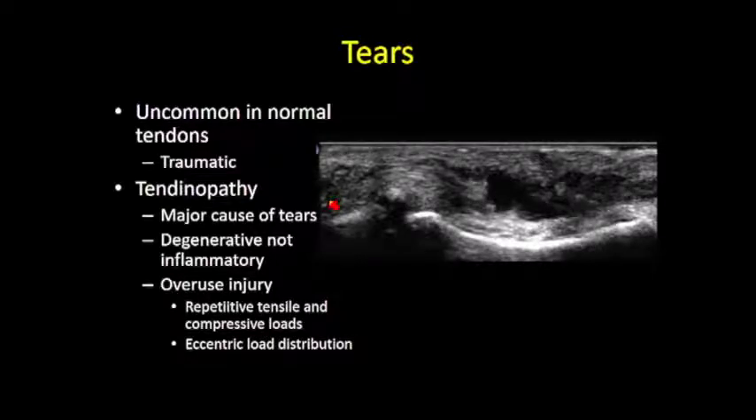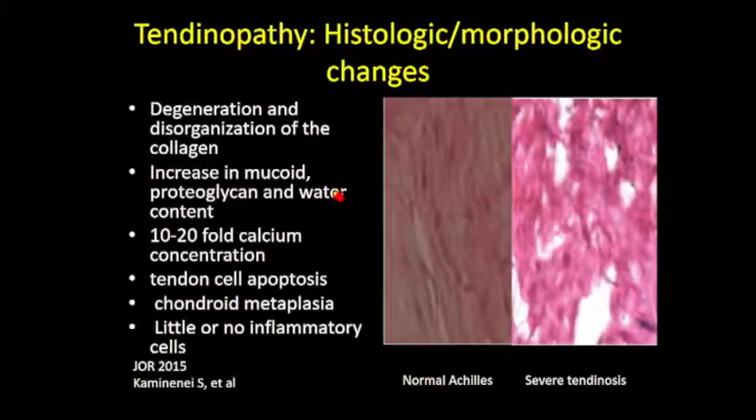It's really a degenerative phenomenon rather than an inflammatory one, and these are generally seen in the setting of overuse injury due to repetitive tensile and compressive loads on the tendons, as well as eccentric load distributions. So what happens when a tendon becomes tendinotic?